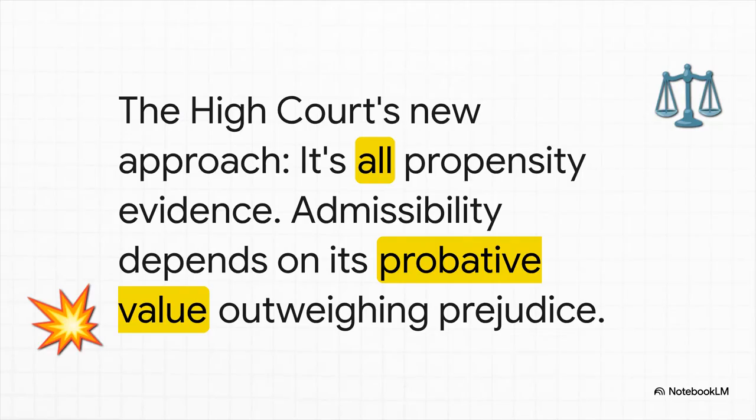So then the landmark case of Pfennig came along and caused this massive shift in thinking. For about a century, courts did all these legal gymnastics to pretend this kind of evidence wasn't about propensity. Pfennig just cut right through all that. The High Court basically said, look, let's be honest with ourselves. Of course it is. The new approach was to just admit that it's all propensity evidence, but say that it's only admissible when its probative value is so incredibly high that it totally outweighs the danger of prejudice.